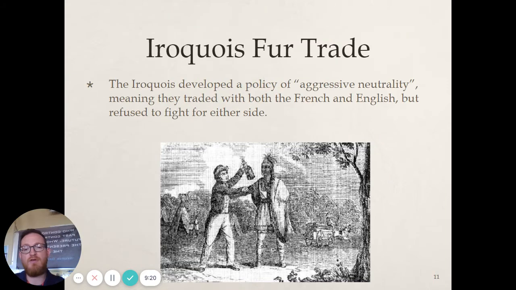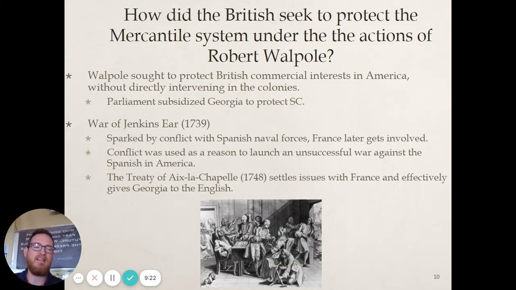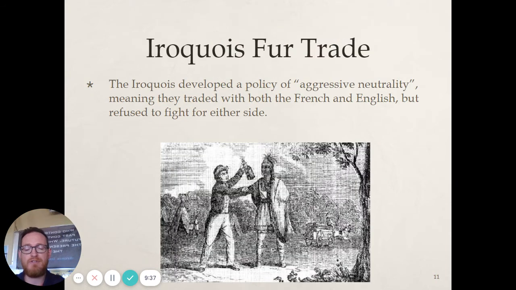For the large part, though, you're going to see that at this point and for quite a while, the British are going to have a hands-off approach when it comes to the colony, because they knew what the response was before when they tried to get really heavy-handed with them. So they are going to try to have this more hands-off approach.